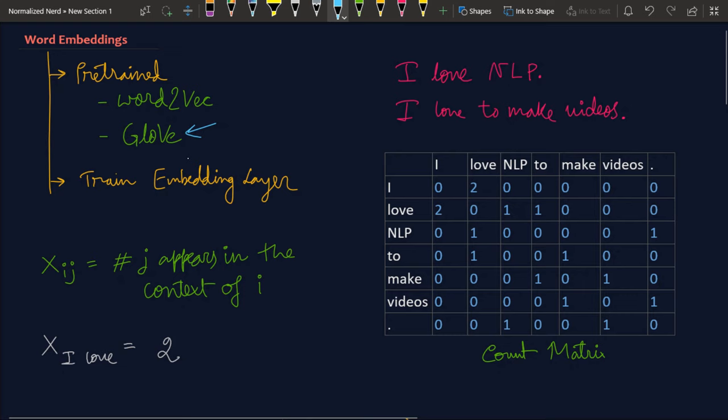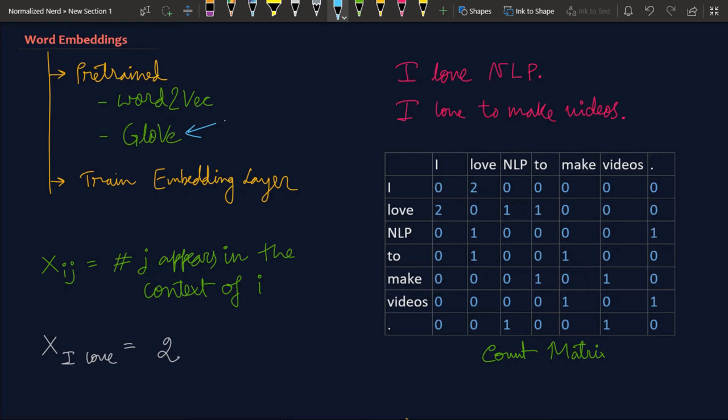So what is the difference between the word2vec model and the GloVe model? Well, the basic difference between these two models is that in our previous model, we were only considering the local property of our dataset. But in this GloVe model, we are going to be considering the global property of our dataset. That's why the name Global Vectors.